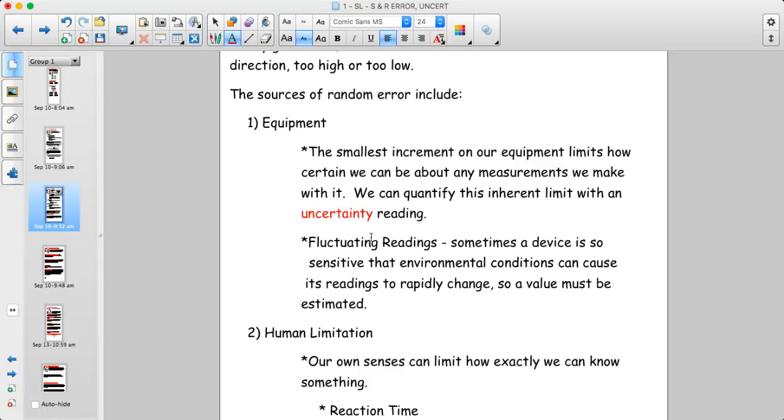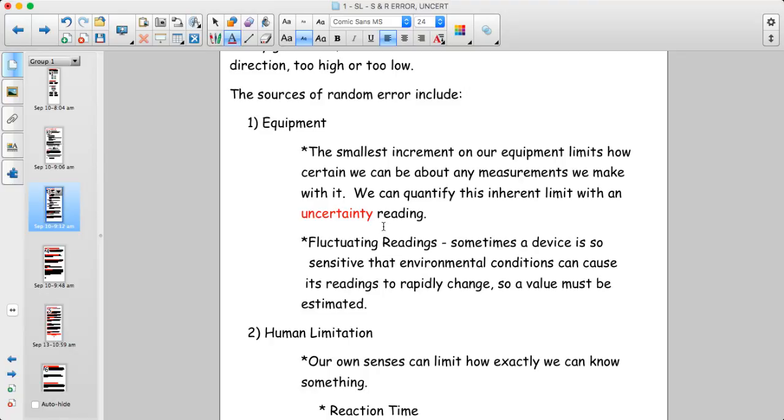With the example of the balances, whether or not I know a reading to the tenths of a gram or the hundredths of a gram or beyond, that determines how certain I am about my measurement. And we quantify this, we call this the uncertainty of our readings. So uncertainty, what I highlighted in red, is pretty much going to be your main source of random error that you have to worry about.